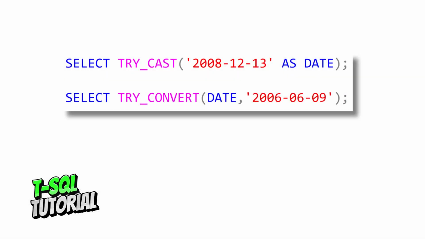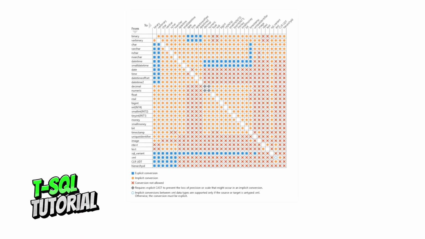In this video, we will learn in detail how the try-cast and try-convert functions work. Cast and convert are functions used for data type conversion. We examined in detail how they work in the previous video of the playlist. Cast and convert functions return an error if they cannot perform data type conversion. You can learn which data type conversions can be made by looking at this table.